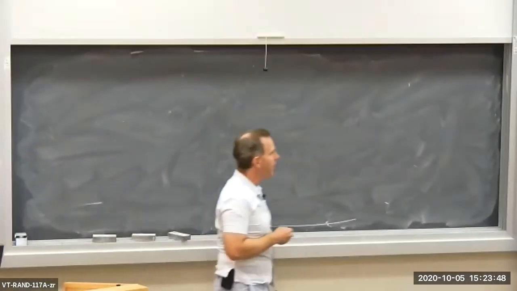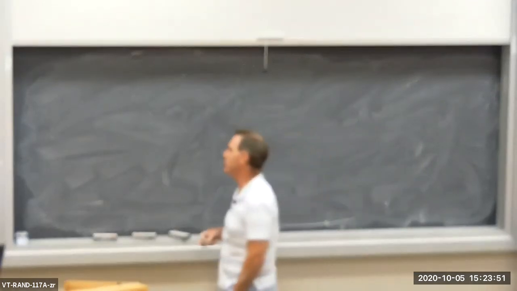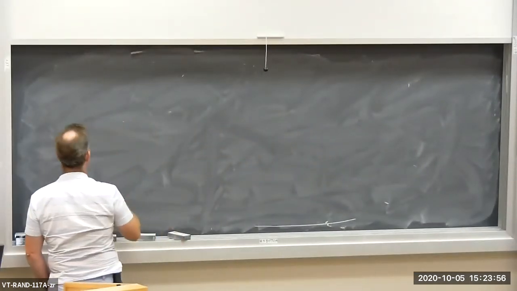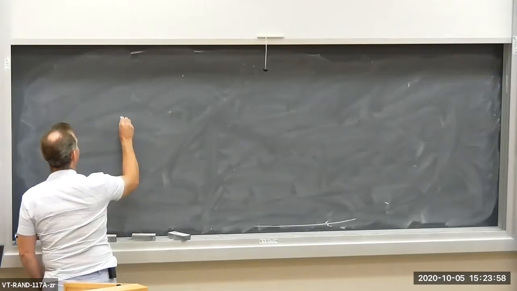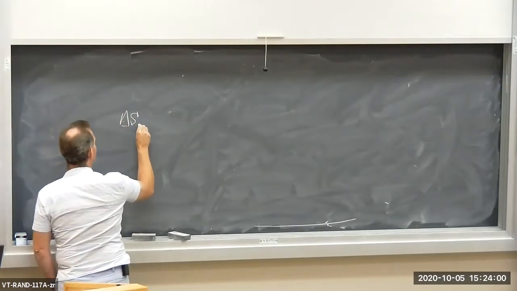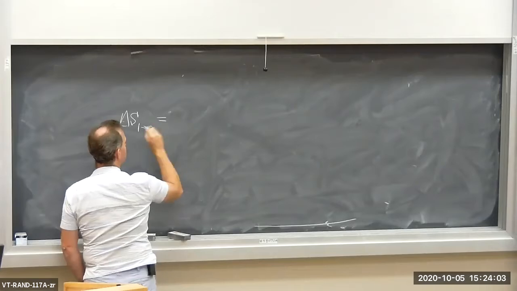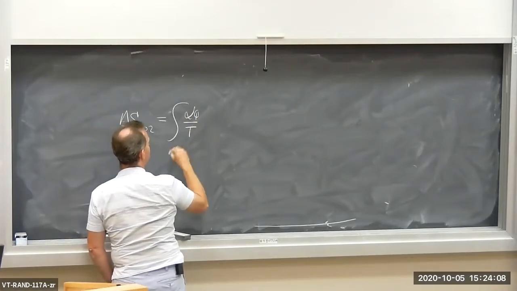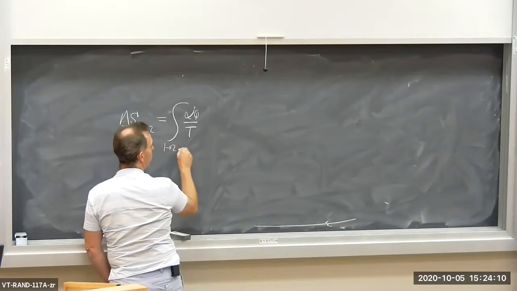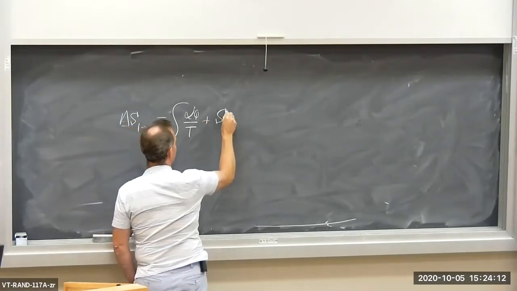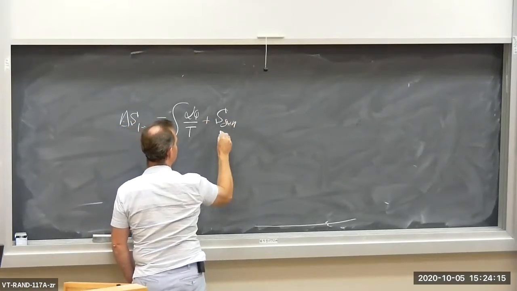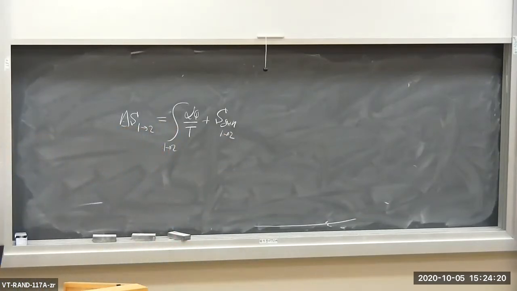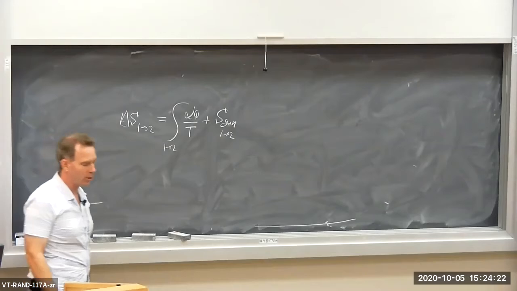Okay, so let's write the entropy balance equation that we have over there. Let's write it and let's investigate what it is referring to. What does each term mean? So I have delta S from 1 to 2 is equal to the integral of del Q over T over the process 1 to 2 plus S generated from 1 to 2. All right? This is the entropy balance for a closed system.